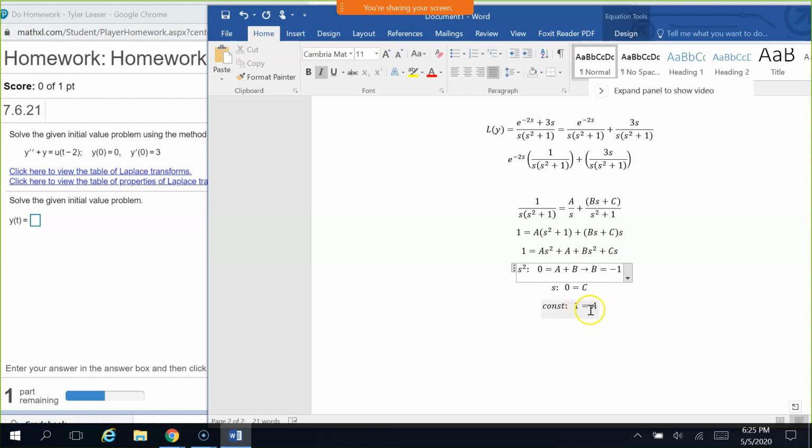We get the a for free is 1, we get the c for free is 0, and then if the a is 1, that says that my b has to be negative 1. So wherever you want to write this now, we have now done the partial fraction decomposition for this. That is going to be 1 over s plus negative 1 over that s squared plus 1.